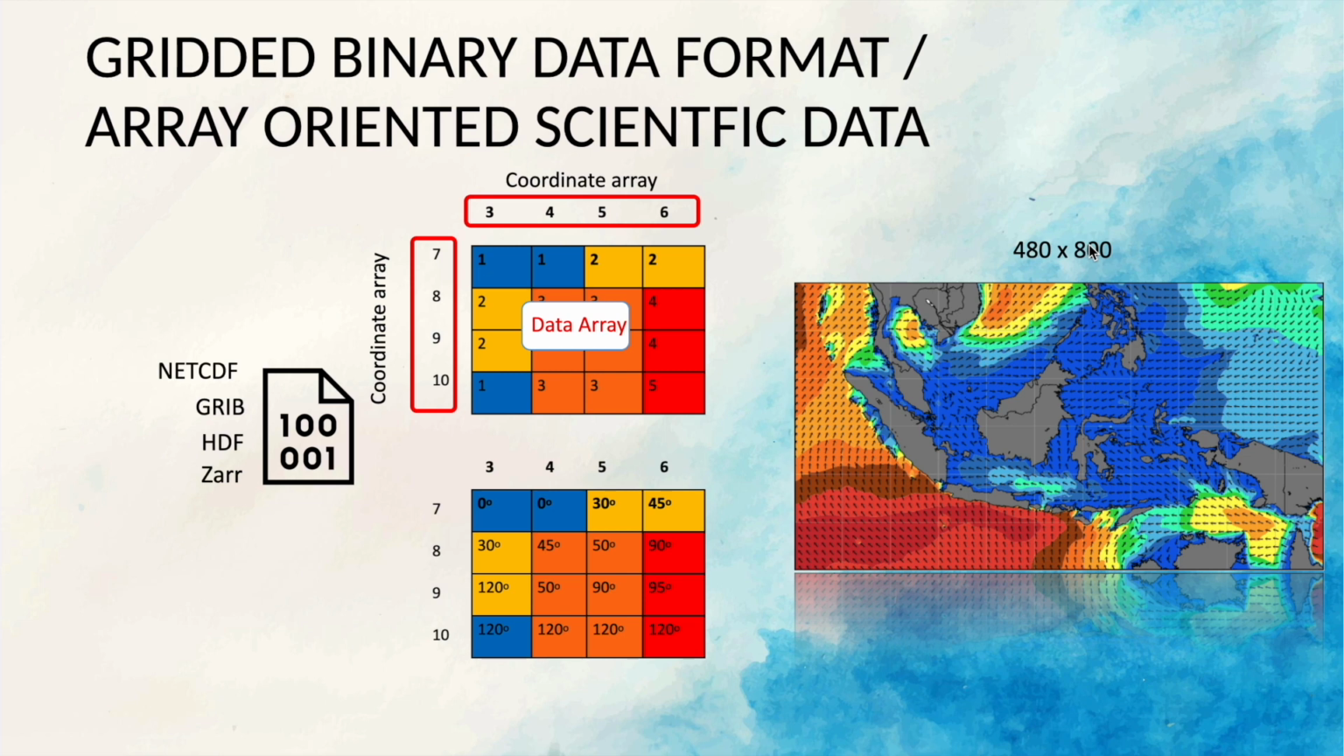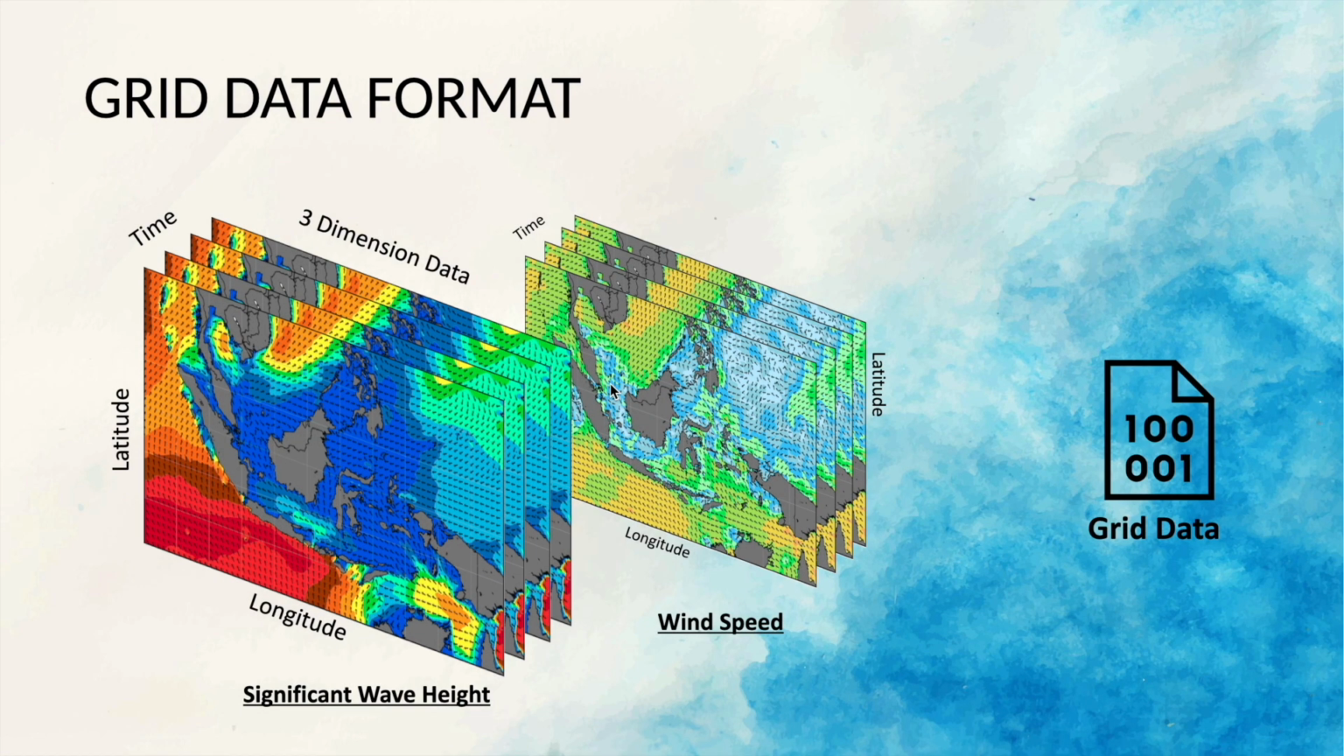So like I said, the dataset is not only one data array, but has multiple data arrays. For example here, we have two data arrays contained in one dataset. First is significant wave height, and the second one is wind speed. This data has three dimensions and shares the same coordinate array, so it will be contained in binary data. If we have so many data arrays in one single dataset, it will be larger.